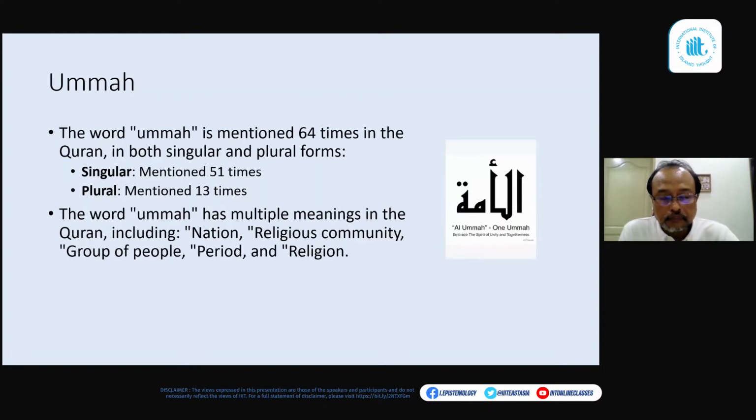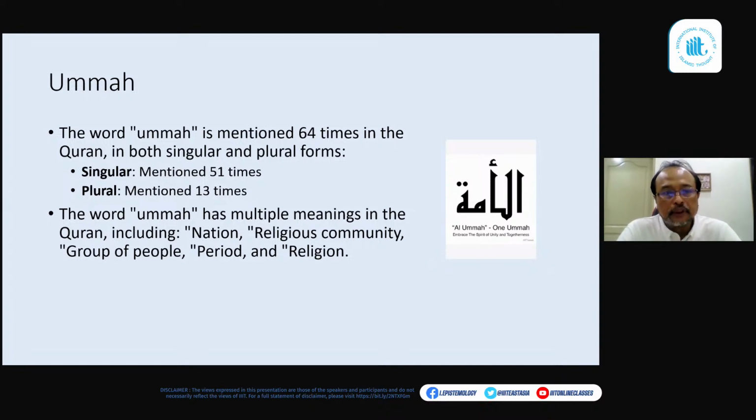Now let's look at one concept in the Holy Quran, Ummah, and I think probably in some of your classes before this has been discussed. But I'm looking at the concept of Ummah as this community of Muslims. The word Ummah is mentioned 64 times in the Holy Quran, in both the singular and plural forms. In singular form, it has been mentioned 51 times. In plural form, it has been mentioned 13 times.